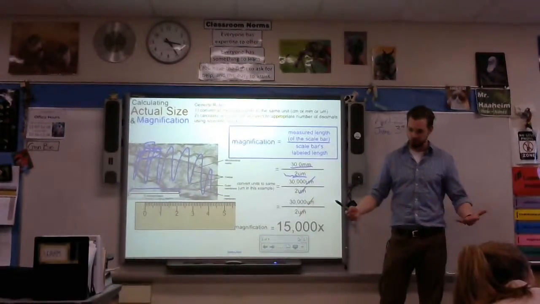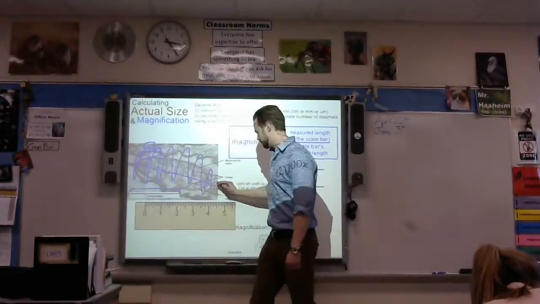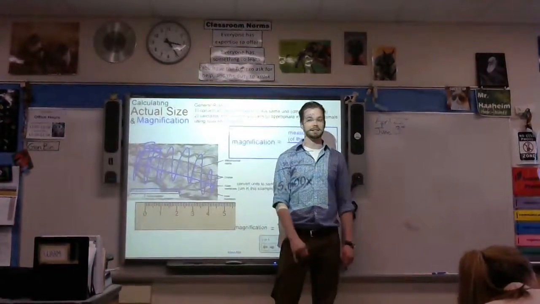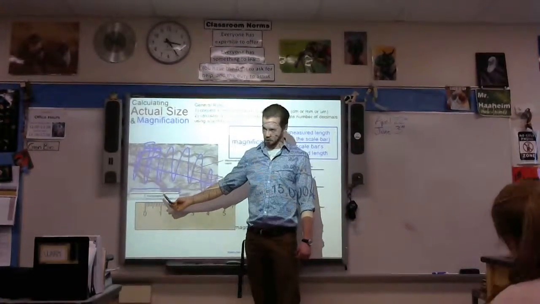So there you go. You would get a very different number if for some reason you measured the mitochondria, because that has nothing to do with the scale bar. The scale bar is the only thing that matters.